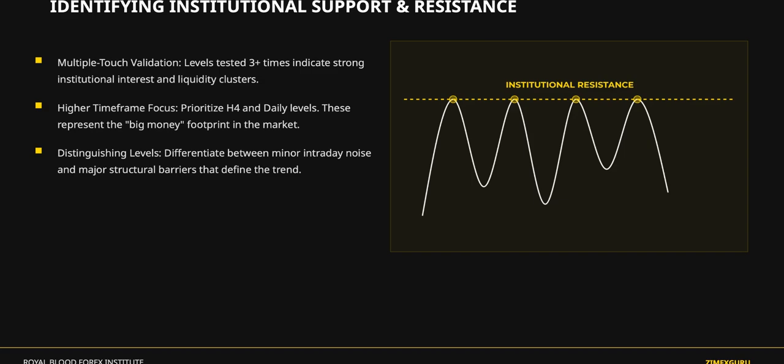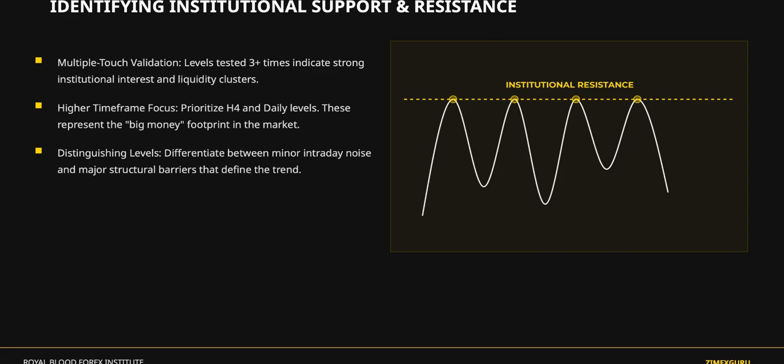And then higher time frame focus: prioritize the H4 and the daily levels. This represents the big money footprint in the market. If you focus on lower time frames, there are a lot of fake outs which will happen in the market. So you don't need to focus on those lower time frames. You need to focus on the higher time frame levels. They tend to be stronger. So you focus on levels on the H4 and daily time frame. But in this example, we are going to use the H4 time frame.